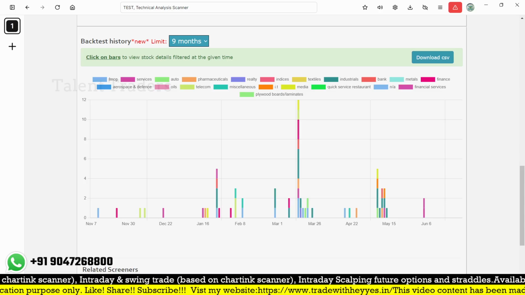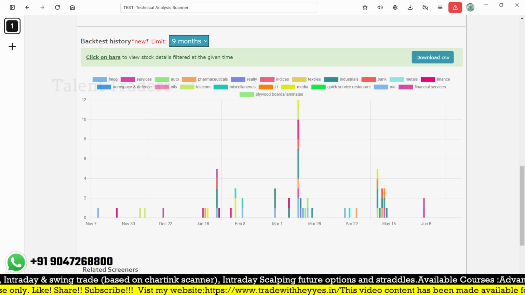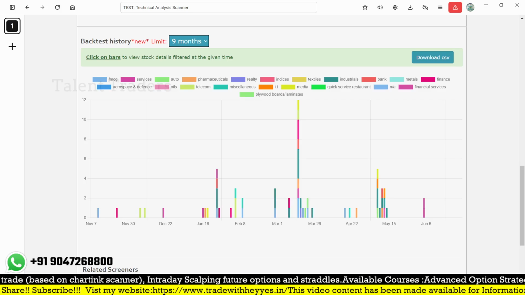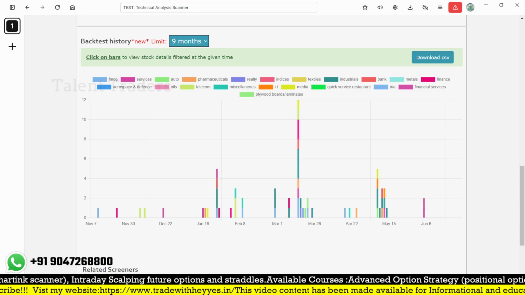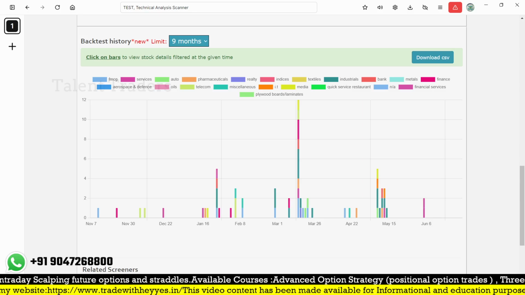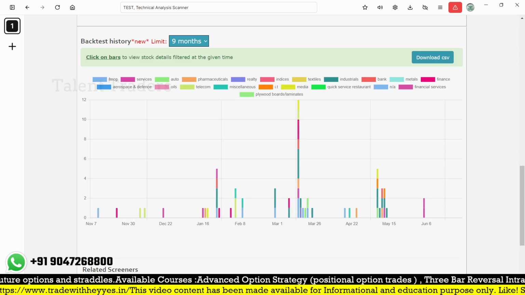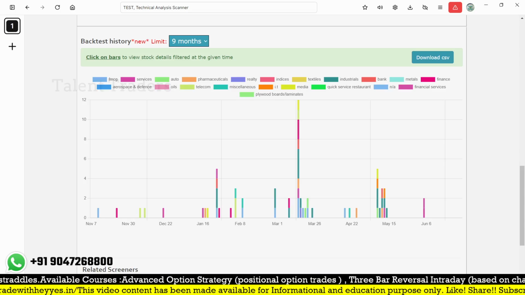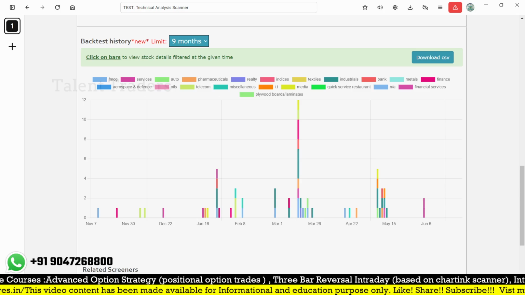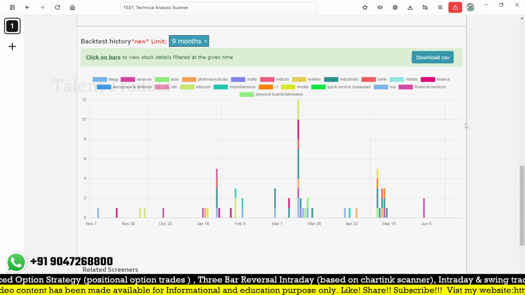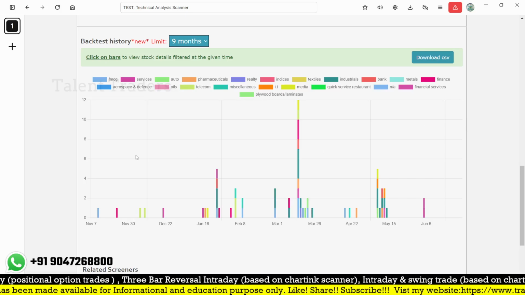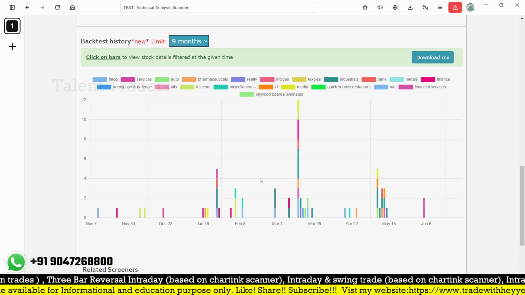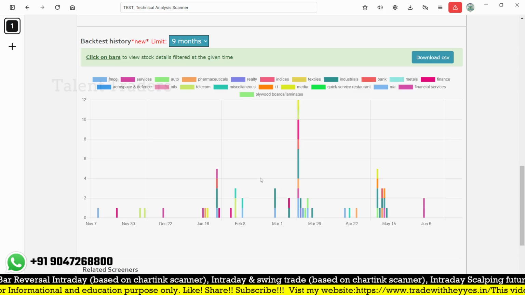So I have come up with a new swing scanner which helps you find swing trading opportunities, or you can utilize it for BTST also, based on the scanner finding opportunities in swings. This is the backtest result, and this is a new scanner which I created today, and that will be shared in my premium group.